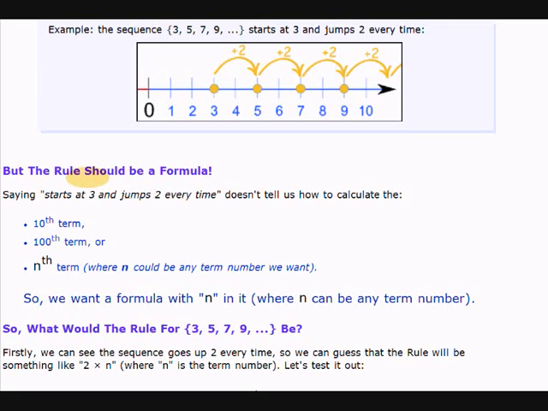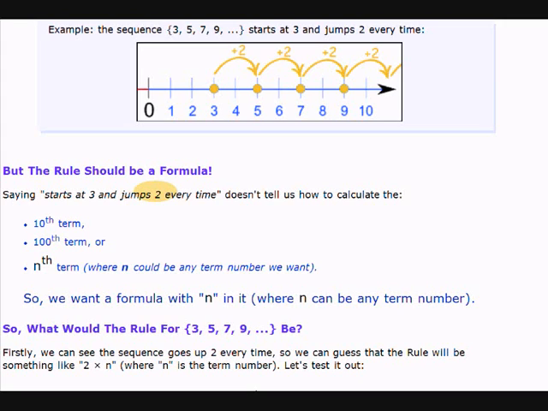For example, saying starts at 3 and jumps 2 every time. In the previous case, we had a rule like that. The rule is starts at 3 and jumps 2 every time. That doesn't tell us how to calculate the 10th term. Right? If you just say starts at 3 and jumps 2, it doesn't say what the 5th term or 10th term would be. Or the 100th term. We want to know what the 100th term or element would be.